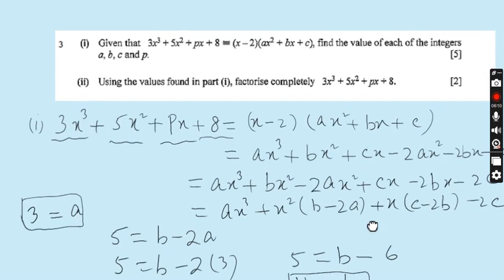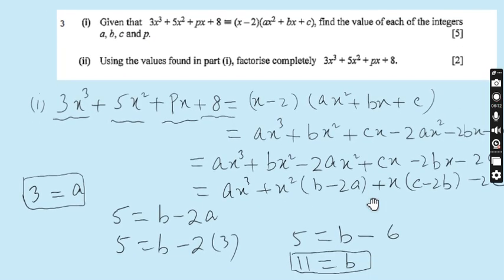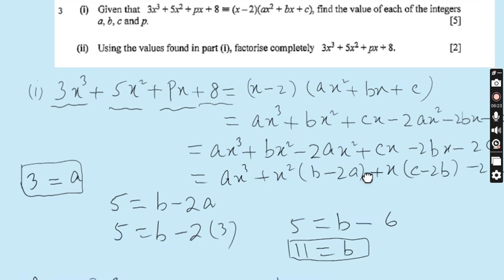Look at the second part. Part 2. Using the values found in part 1, factorize completely 3x cube plus 5x square plus px plus 8. Very easy.